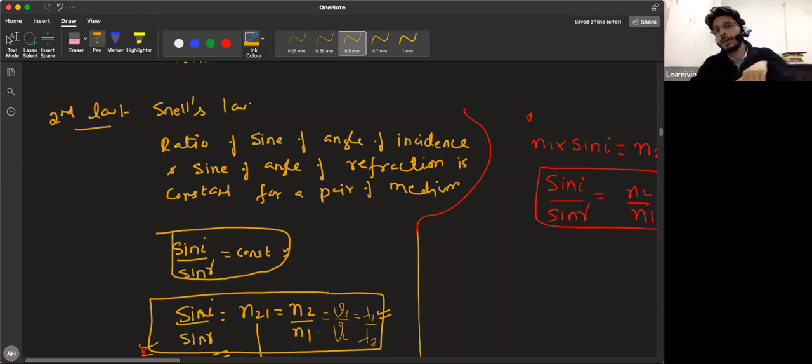The ratio of sine I and sine R will change when you change the medium. If you are not changing the medium, then this ratio will remain constant. And this ratio will be equal to the relative refractive index of the refracted medium with respect to the incident medium.